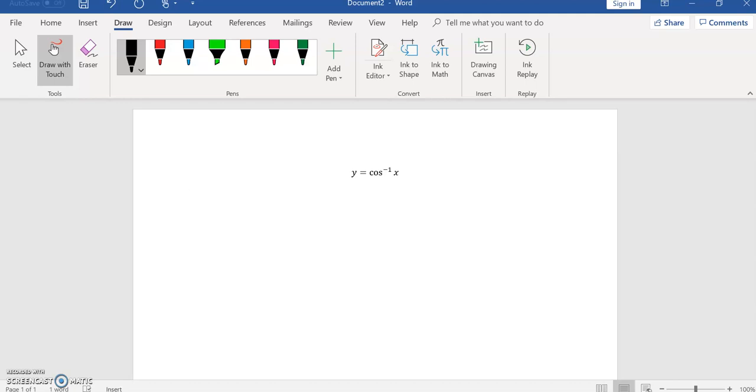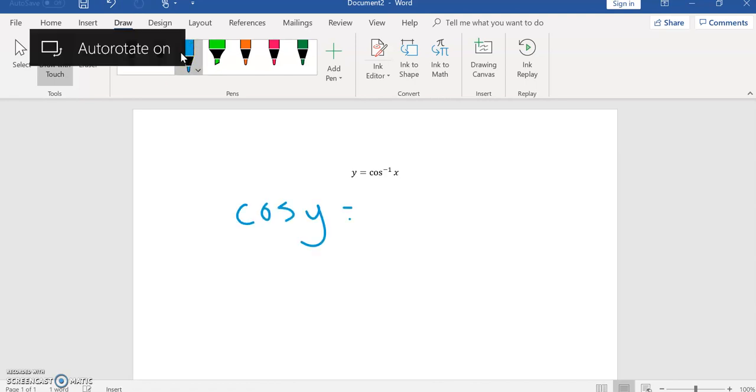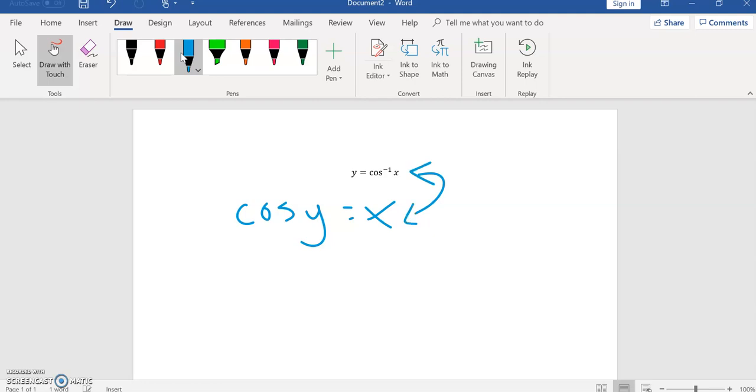Okay, I want to go over how to graph y equals arc cosine of x. So the first thing you have to realize is what the definition of the arc cosine is. This is really telling us that cosine of y equals x. So these two things say the same thing.